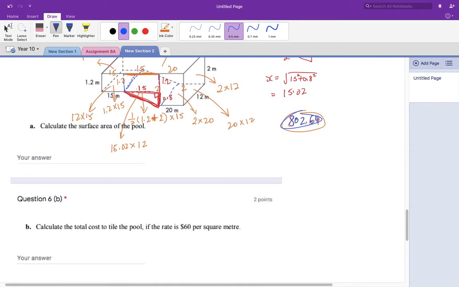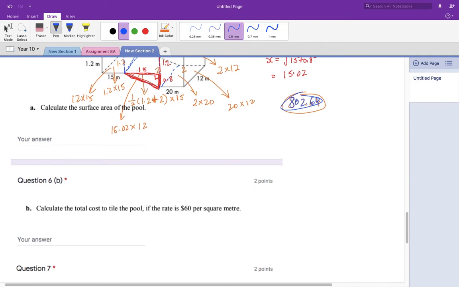Alright, now that you have the surface area, the total cost is going to be the surface area times how much it costs per meter squared. And that's equal to 802.64 times 60, which is 48158.40. Okay.